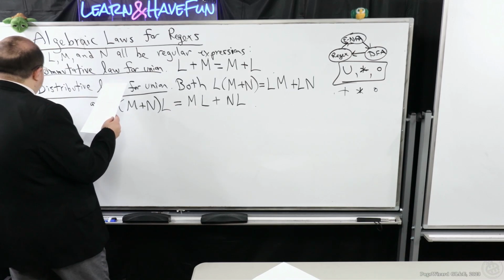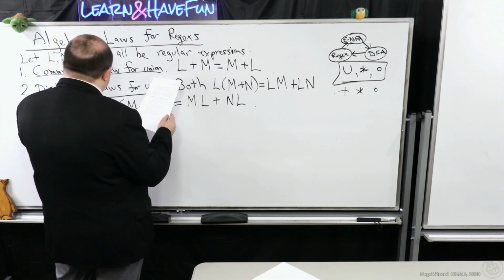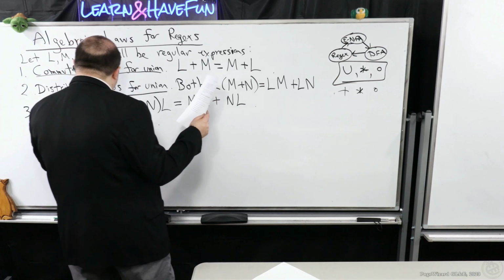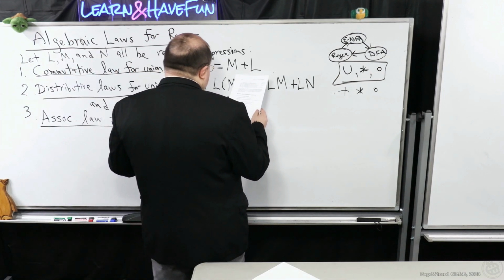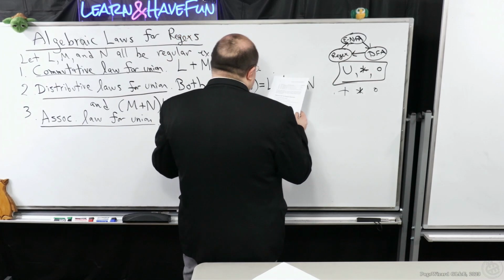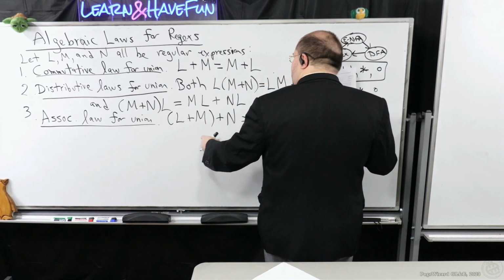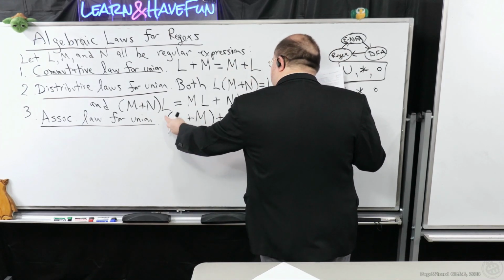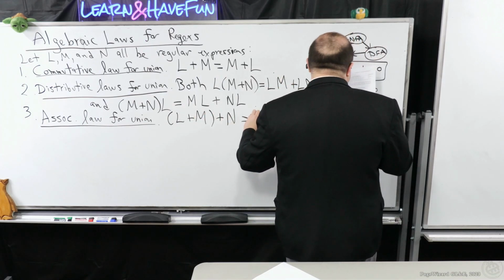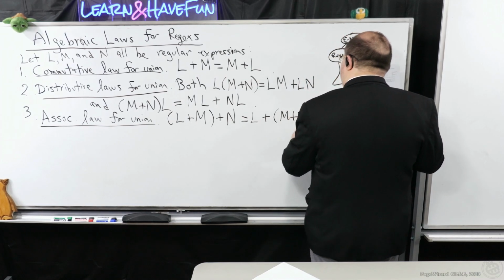Okay, let's see the associative property. Associative law for union. The associative law for union works like this. It just tells you how you can lay out parentheses. If I have L union M, then parentheses, this is the exact same as if I were to put the parentheses following L, so it groups M union N.